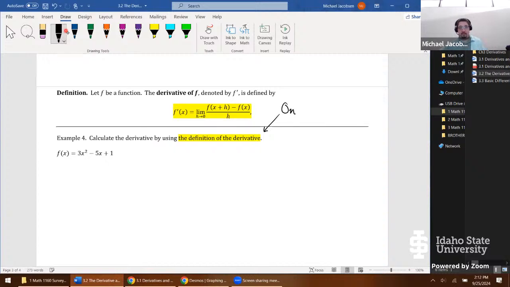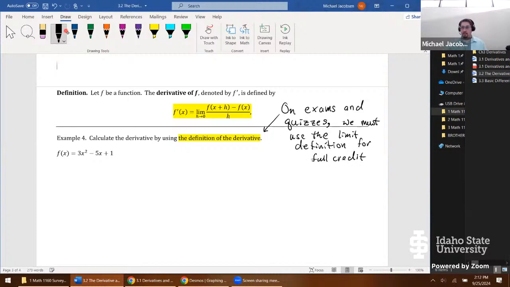On exams and quizzes, say quiz 3 that we have coming out today, we must use the limit definition for full credit.